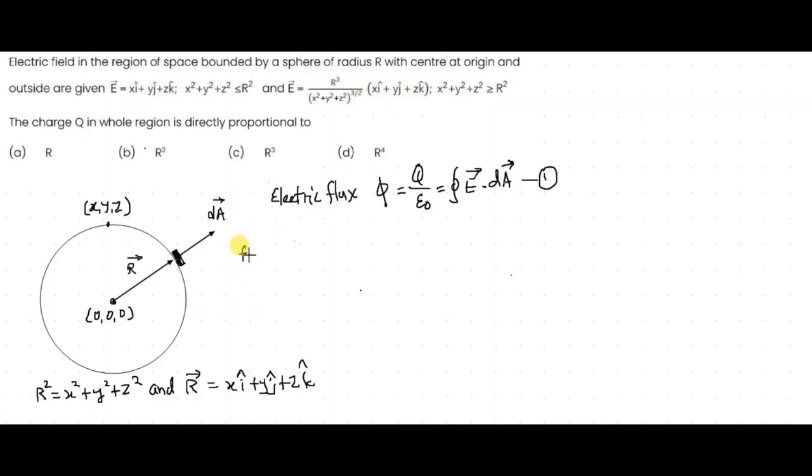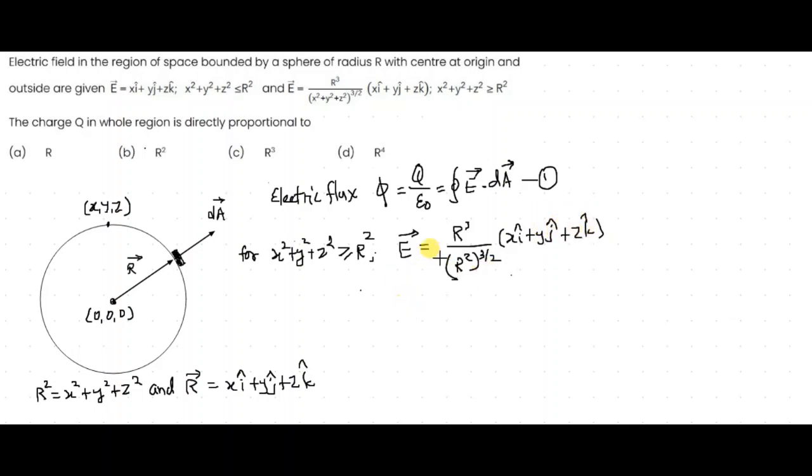For x square plus y square plus z square greater than or equal to r square, I can just write electric field is basically r cube, and in the denominator it is x square plus y square plus z square, so I can replace that particular thing with r square, and this is raised to 3 by 2. Now it is xi plus yj plus zk, right?